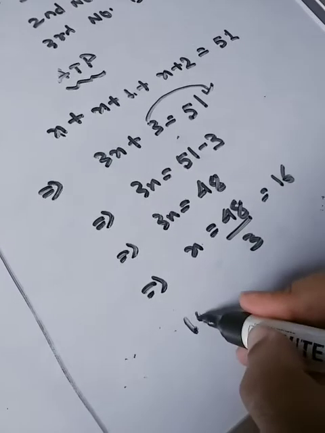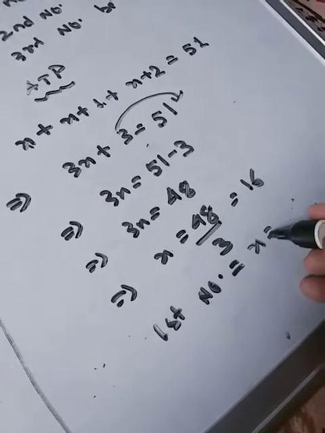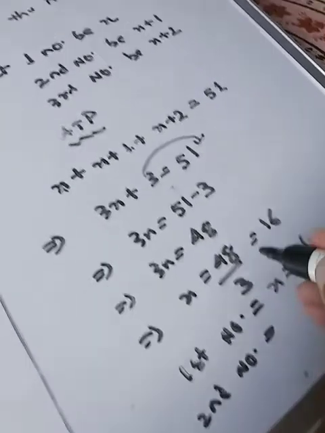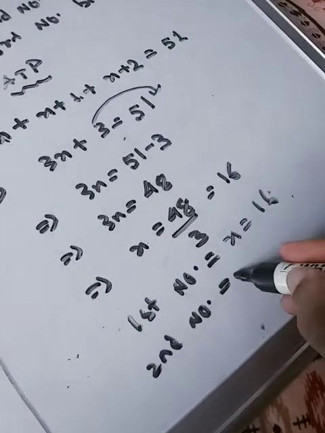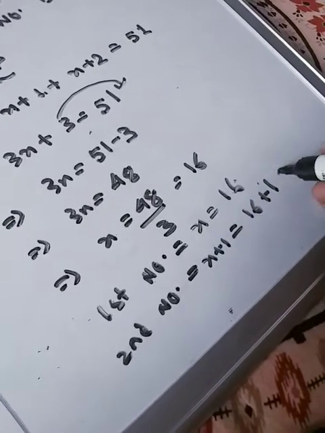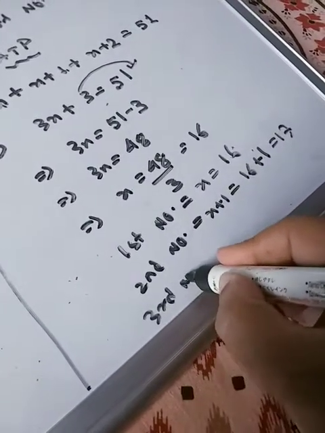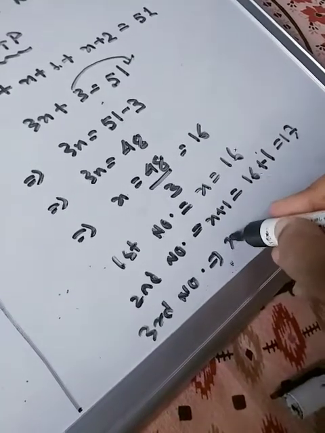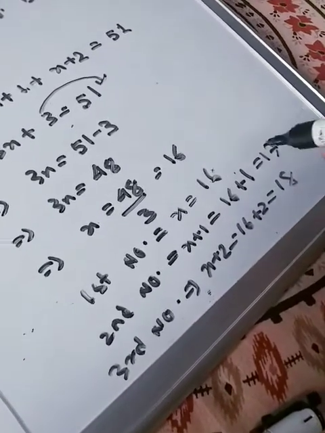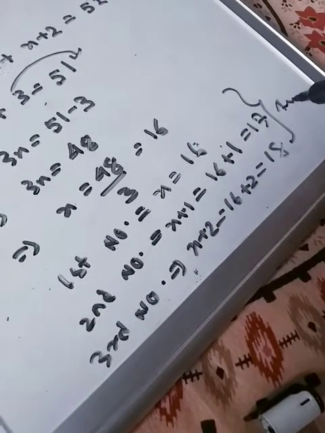That is the first number. You have to get all the numbers, students. So the first number is x, that is equal to 16. What was the second number? x plus 1, that is we have to add 16 with 1. So we'll get the second number, 17. And what will be the third number? x plus 2. That will be 16 plus 2, 18. So these are the consecutive numbers: 16, 17, 18. So this is your answer.